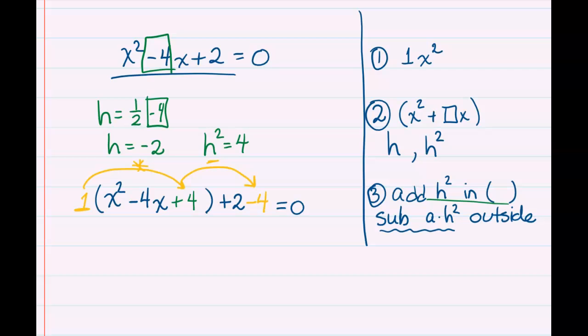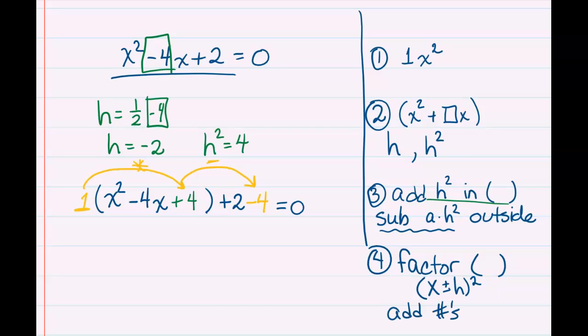So step number 4 is to factor our parentheses, and it will factor into x plus or minus h, depends if h is positive or negative, squared. And we add the outside numbers. So let's see what that means for us. So we're going to get our parentheses. We still have a 1. We don't have to write it out in front, but we do know that this perfect square trinomial will factor into x minus 2 squared.